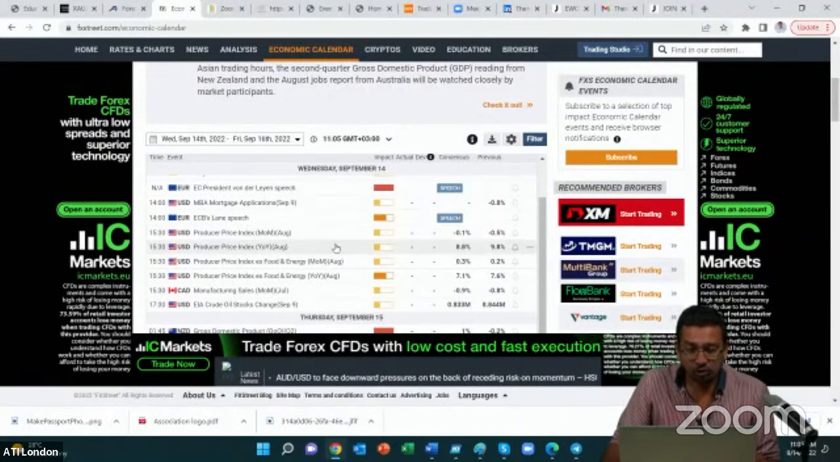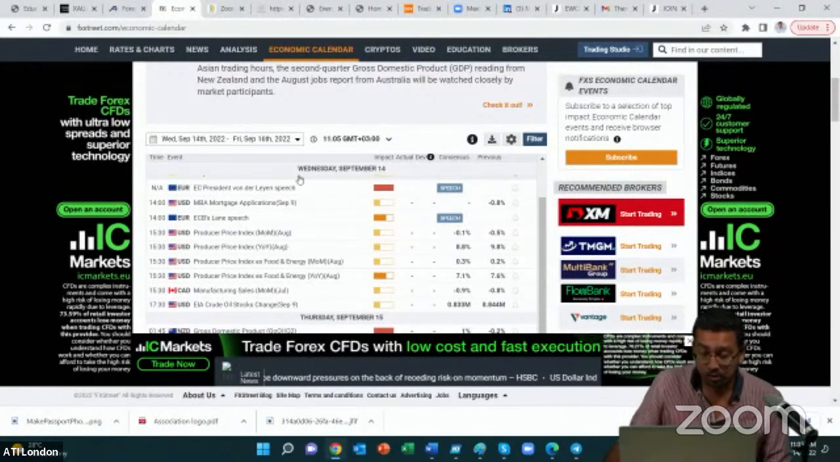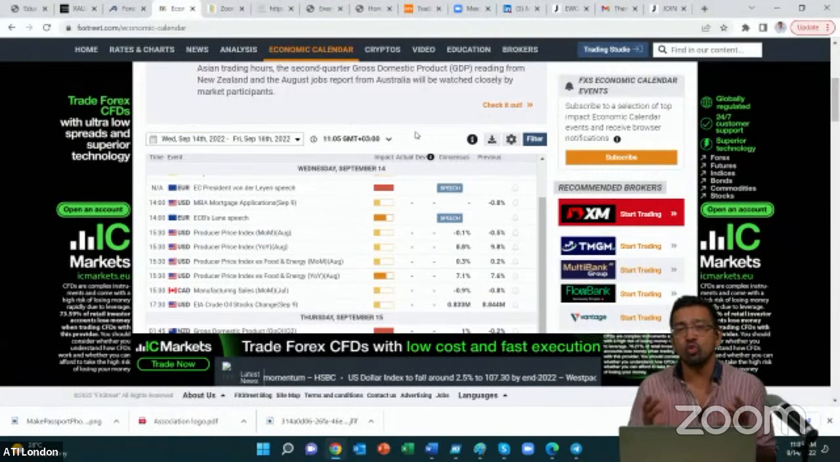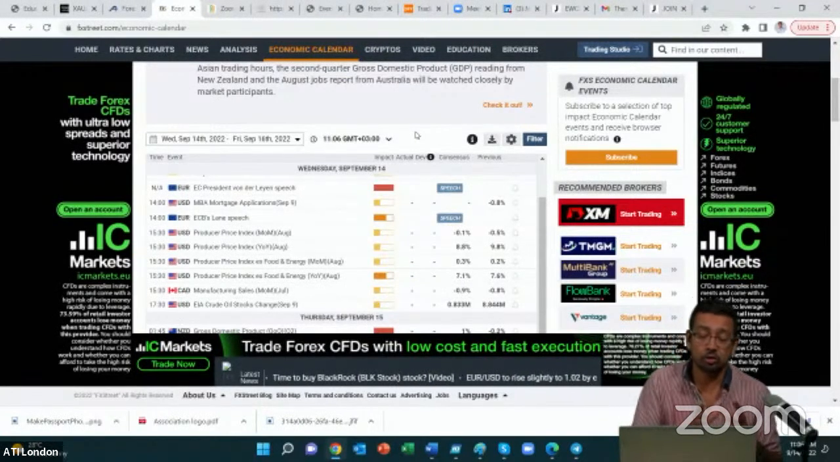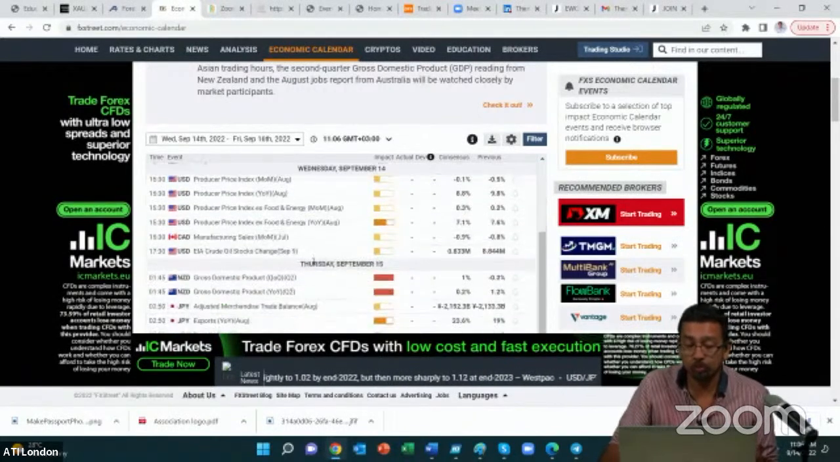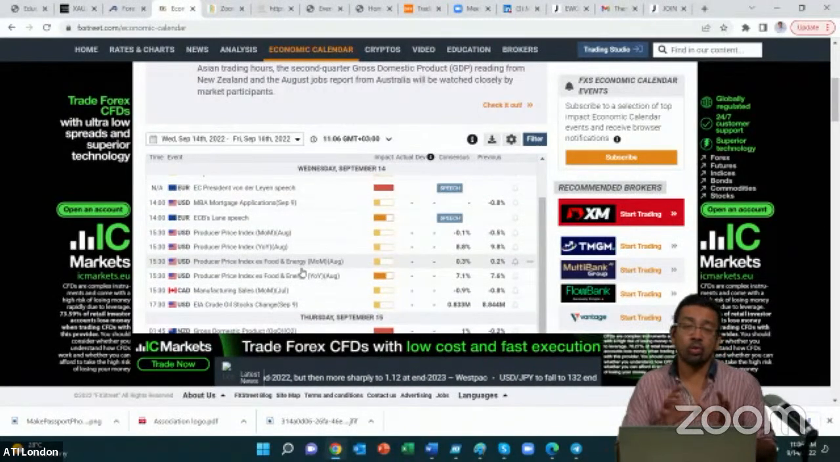Now, here, for example, on Wednesday, September 14th, we are already in mid-month, and this is giving us a hint of some more Euro crosses to trade on. Why? Because we've got the EC President von der Leyen's speech today, and that's not a data release, but a speech by one of the big boys in the Eurozone, the EC President.